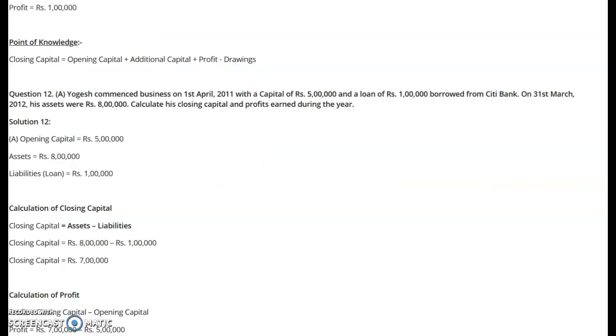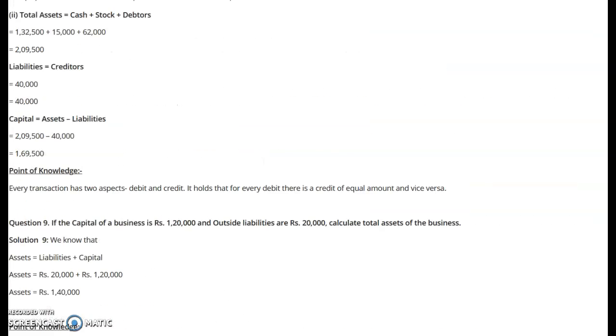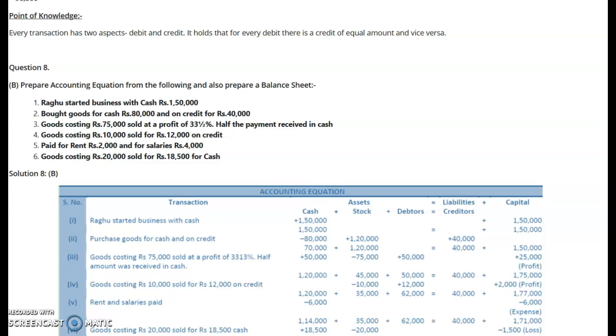Now place the figures in the different items column. Closing capital 7 lakh, opening capital 5 lakh, additional capital 40,000. Profit we have to find out, amount of drawings is given 10,000. Now when you solve this equation, you would find that profit is equal to 1,70,000. So this way we understood how the accounting equation is to be prepared, and also learned the meaning of debit and credit. We also learned the rules of debit and credit, and there I also shared with you 5 very basic and fundamental rules with reference to the accounts.